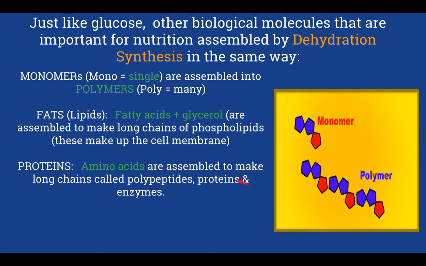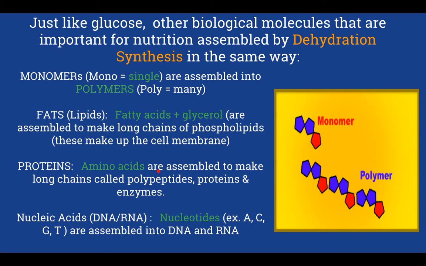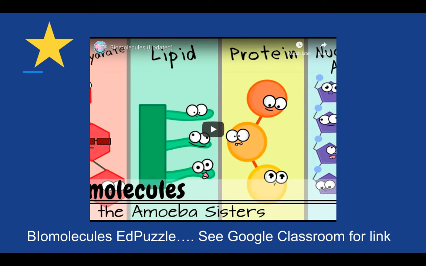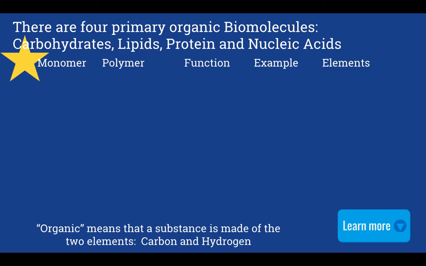So just like sugars, other biological molecules are synthesized in the same way. Fats, which we also call lipids, are made up of fatty acids and glycerol. Proteins are made up of amino acids. Nucleic acids are made of nucleotides. I like this video a lot. I would take a few minutes to watch this, maybe take some notes on it.